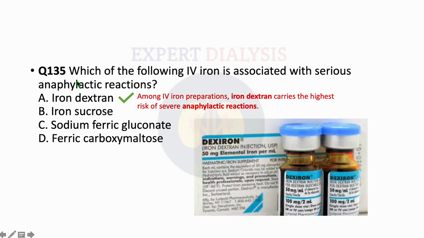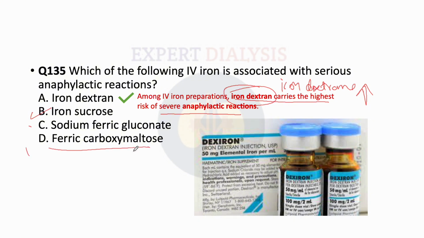Now why so? Because iron dextran carries the highest risk of severe anaphylactic reaction. It is a large molecule and it generally causes anaphylactic reactions. That's why it is now seldom used. For giving IV iron, we generally prefer iron sucrose mostly, and then we go with other choices like sodium ferric gluconate or ferric carboxymaltose.